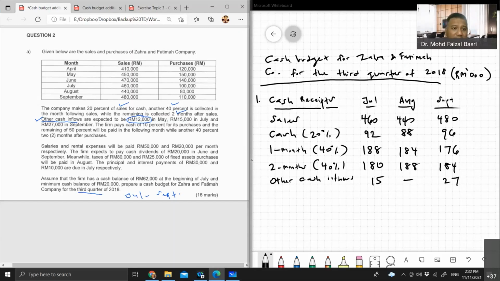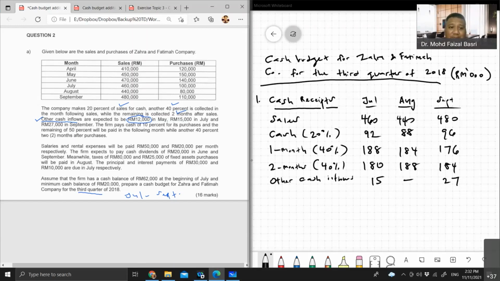So the next item, they said the firm pays. Okay, this is the pay ataupun purchase ataupun expenses. So this is not receipts. This is number 2, cash disbursement. So for the first paragraph, there's no more inflows. Next, we check the second paragraph.